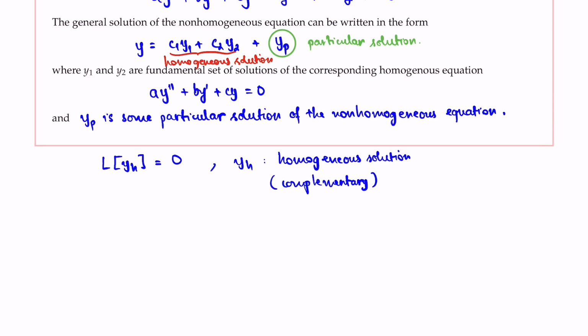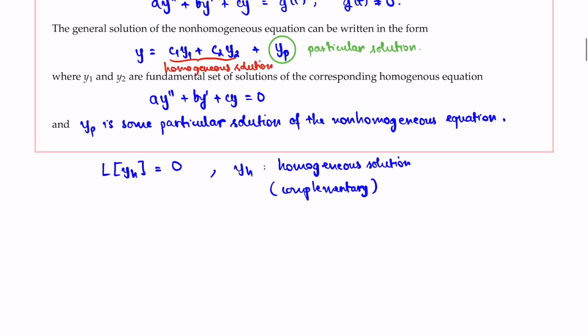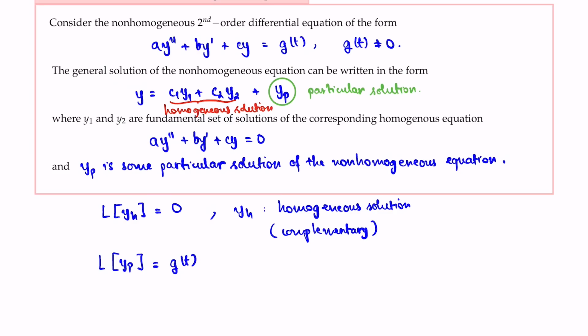The linear differential operator applied on the homogeneous solution gives you 0. That is, when you substitute y sub h into the left-hand side, you will obtain the result of 0. Now for y sub p, we say that y sub p is some particular solution of the non-homogeneous equation. That is, when you apply the linear differential operator on y sub p, you're going to get g(t), where g(t) is different from 0. In other words, when y sub p is a solution to the non-homogeneous equation and you substitute it back into the left-hand side, the result is equal to g(t).